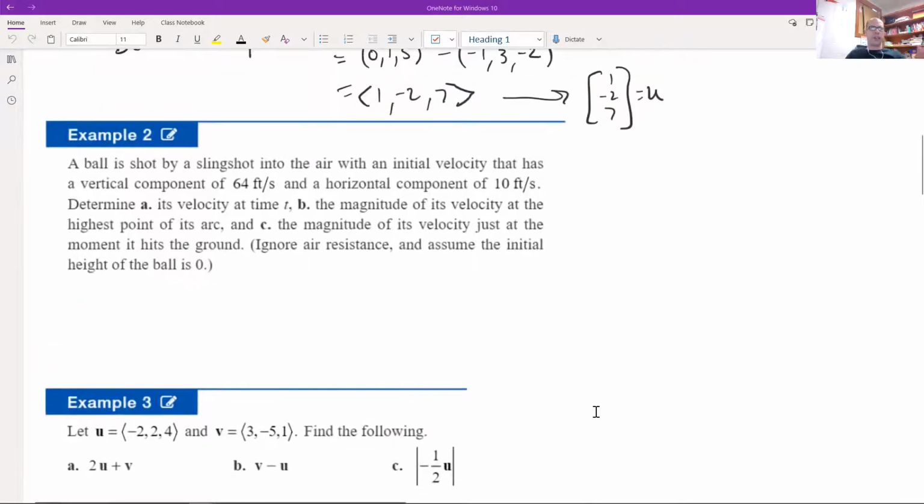All right. Number 2, a ball is shot by a slingshot into the air with an initial velocity that has a vertical component of 64 feet per second and a horizontal component of 10 feet per second. Determine its velocity at time t, the magnitude of its velocity at the highest point of its arc, and the magnitude of its velocity just at the moment it hits the ground. Ignore air resistance, assume this. Okay, so it starts off on the ground. Cool.